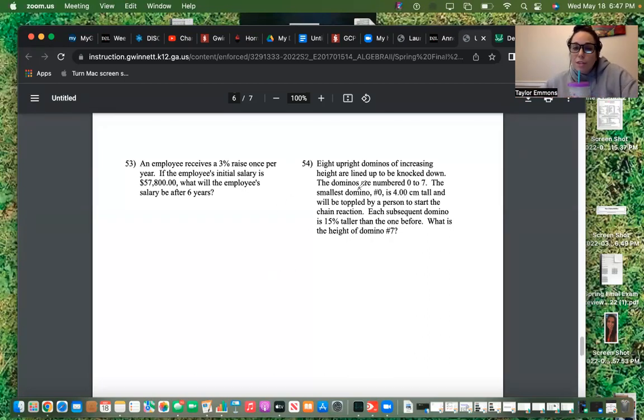Okay, so this is going to be an exponential function. Reason why I know that is because they give us an initial amount and they give us a percentage that it's increasing by each time. Okay, so A is our initial, which is going to be 4 because that's our first domino that we start with.